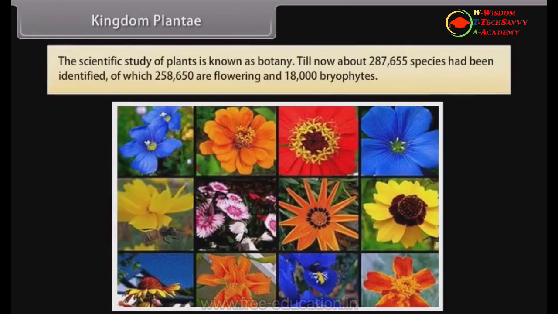The scientific study of plants is known as botany. Till now, about 287,655 species have been identified, of which 258,650 are flowering plants and 18,000 are bryophytes.